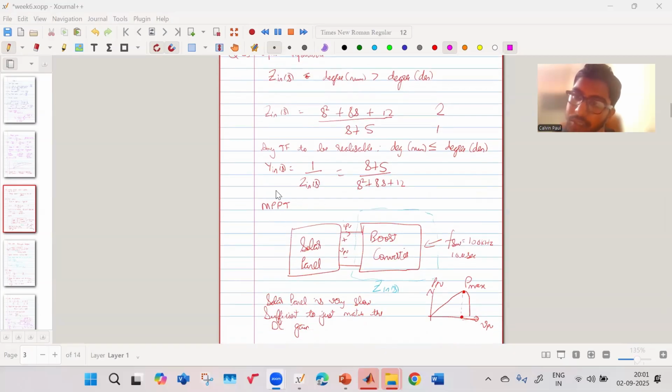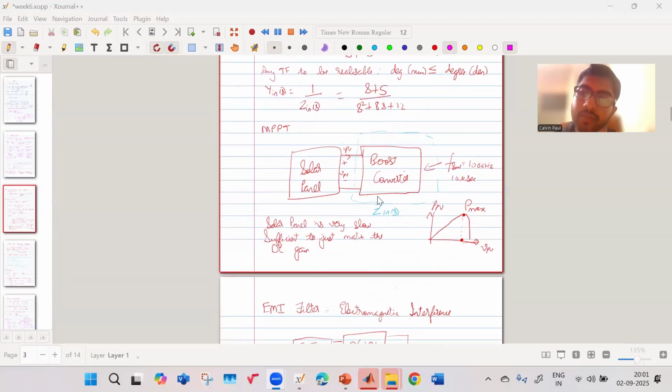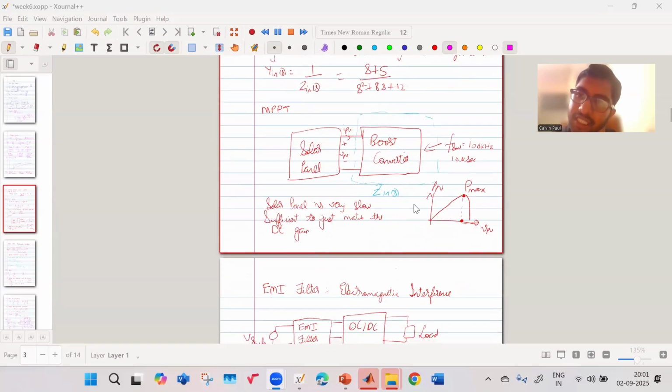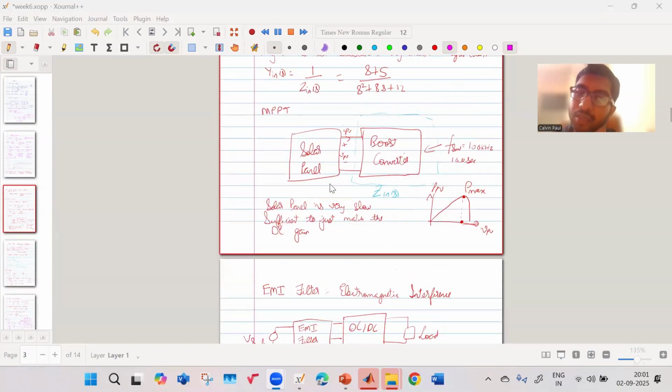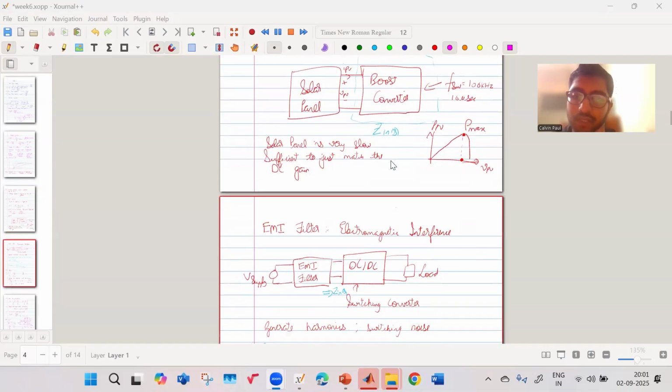Input impedance comes into the picture when we are considering maximum power point tracking, for solar panels etc., as we have talked about. Then the Z input of S has to be adjusted. But usually we are just matching the DC part of the input impedance, because your solar panel is very slow as compared to a boost converter.